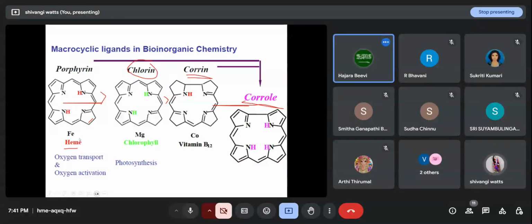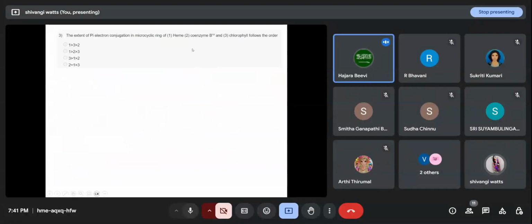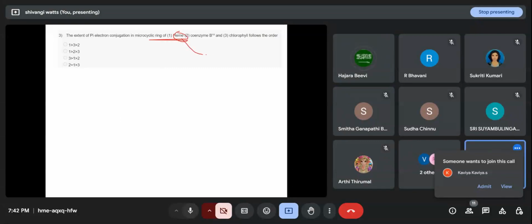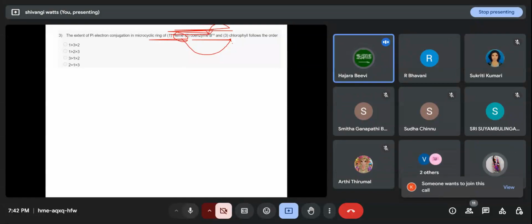So if we see, the highly conjugated system is heme, then chlorophyll, then vitamin B12. According to this question, first is heme, then chlorophyll, and then vitamin B12. So the option is the first one: 1, 3 and 2.